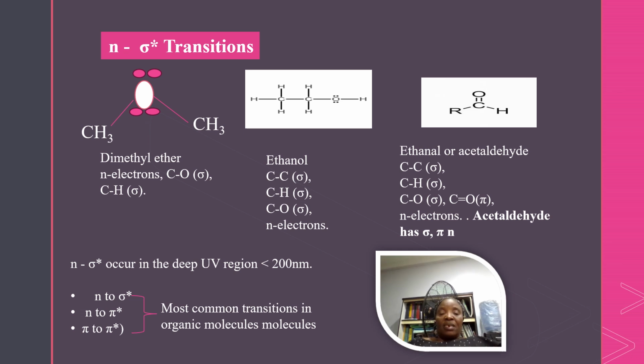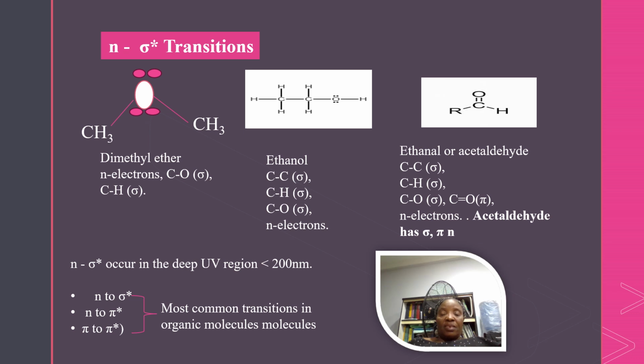If we look at the example of dimethyl ether here, it has two methyl groups attached to an oxygen group. So in dimethyl ether, we will have the n electrons because the oxygen group there has lone pairs of electrons. We are expected to have also the carbon-oxygen sigma bond and the carbon-hydrogen sigma bond.